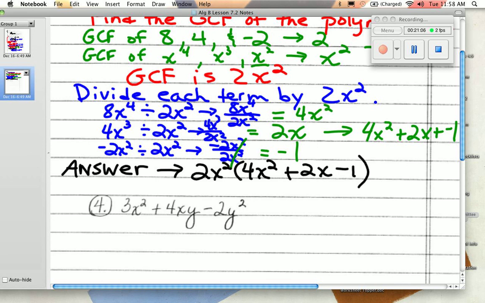How'd you get that? Because we're factoring. Remember, the first thing we did was find the GCF. That is one of the factors. Where'd you get the 2x squared? That's our GCF. That's our first factor.